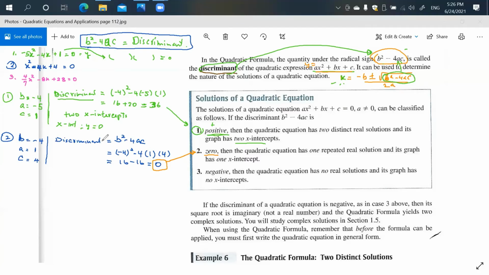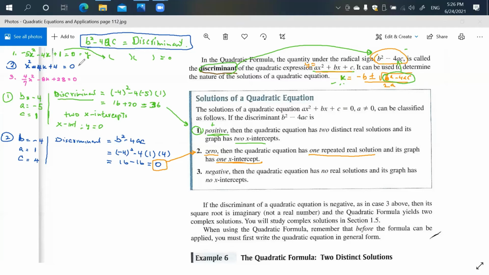From this question, the discriminant equals 0, so we know the quadratic equation is going to have one repeating real number solution, and that means one x-intercept. What that means is, when you plot the graph there is only one x-intercept, but actually there are 2 x-intercept values, and they have the same value.